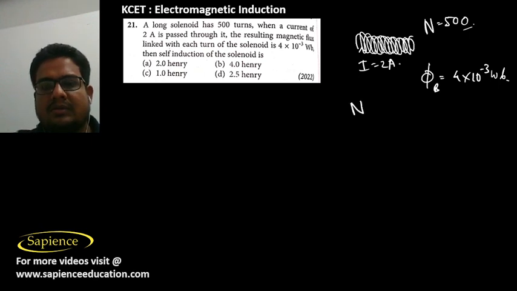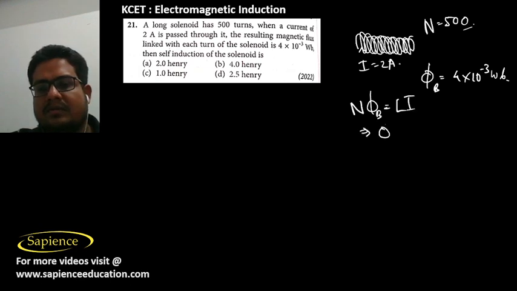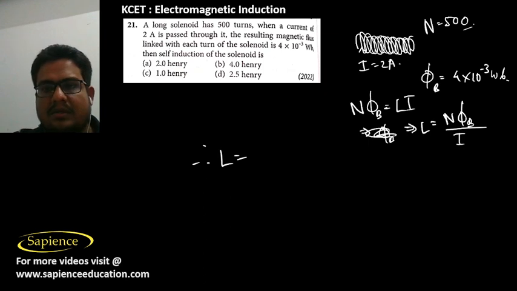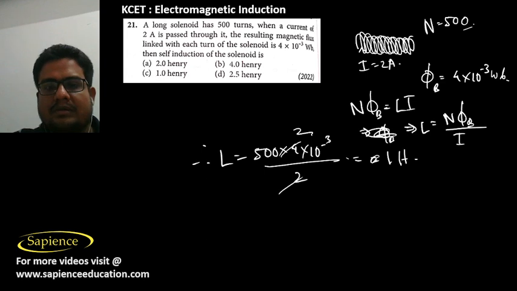so self induction, we know that N into phi is equal to L into I. Therefore L will be equal to N into phi divided by I. Therefore the self inductance L is equal to the number of turns 500 into phi, that is 4 into 10 power minus 3 Weber, divided by I, that is 2, which is 1000 into 10 power minus 3, that is 1. Option C is the correct answer.